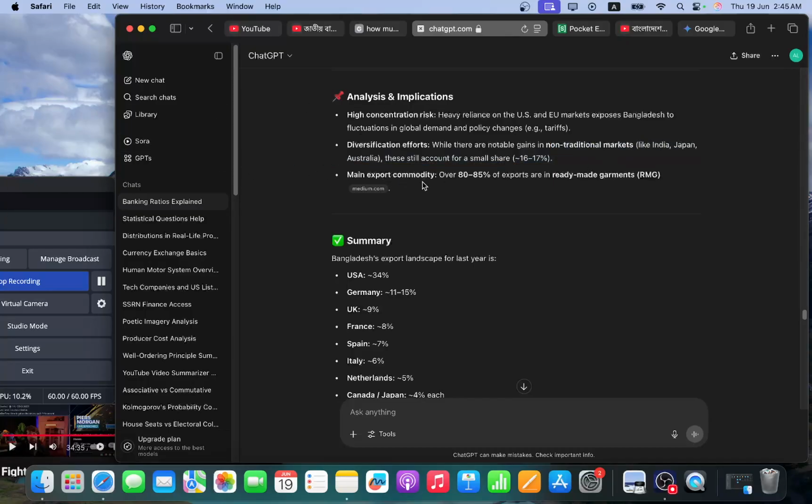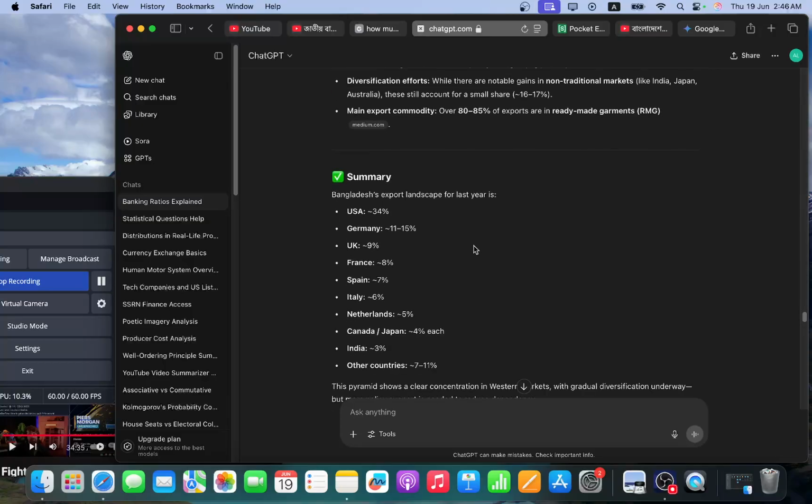Main export commodity: over 80 to 85% of exports are ready-made garments. So what would be the other 20%? One would wonder. What are the other 20%?